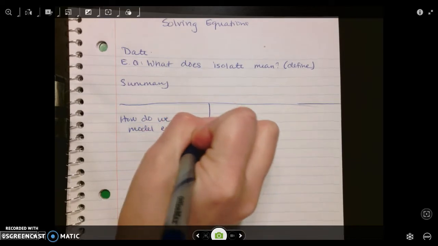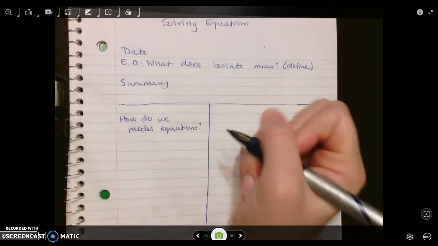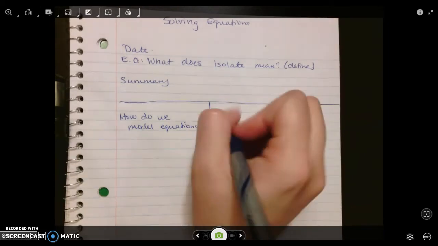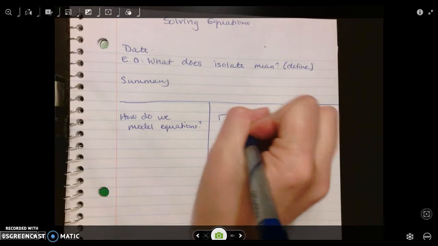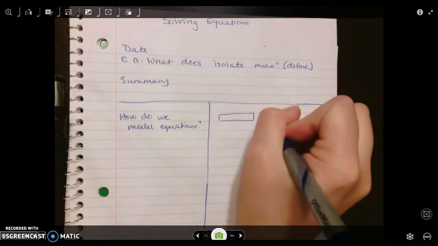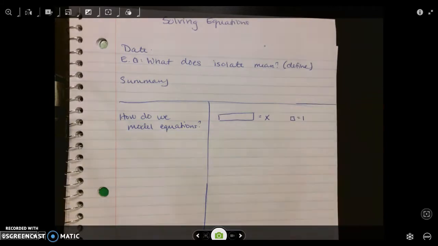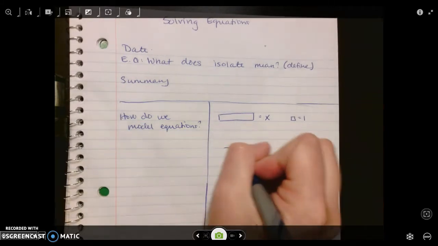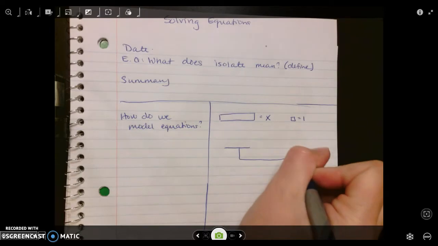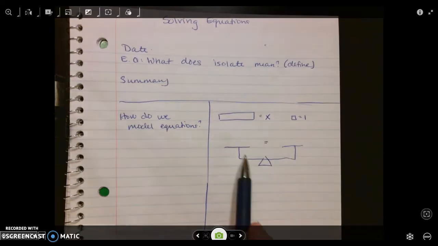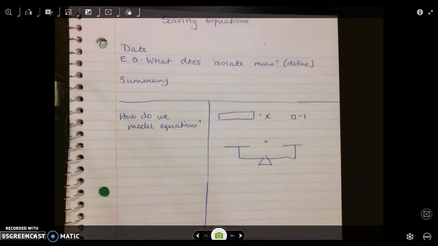And this can help us when we have positive values, but when we have negative ones, it tends to change a little bit. So the rectangle usually stands for your variable, and then the little square will stand for 1. So for example, say that I have this model here and we have this balance beam and it's equal, so that tells me that everything that's on this side is balanced with what's on this side.